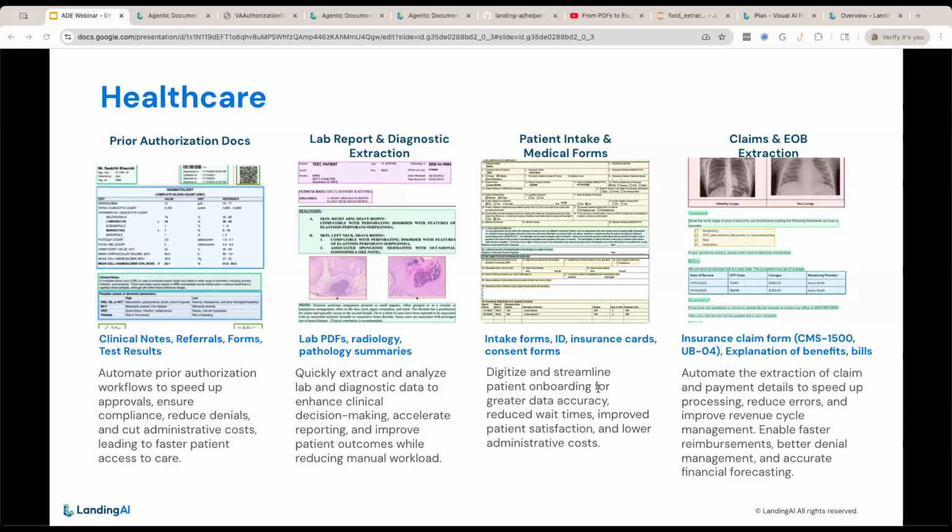And then, of course, looking at patient intake and medical forms, we all spend time in the waiting room filling those out, and we want to make sure that they improve wait times for us and help our doctors make more efficient decisions. And then, of course, working with our insurance providers to help automate extraction of claim details and explanation of benefits, to really speed that processing up and improve the revenue cycle management.